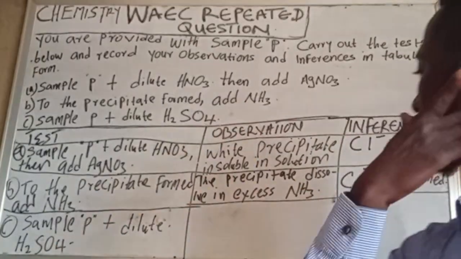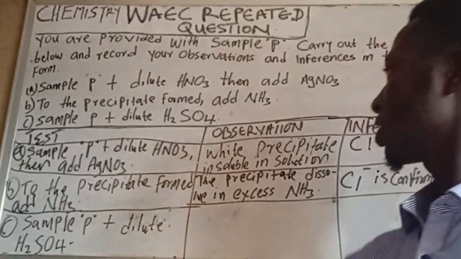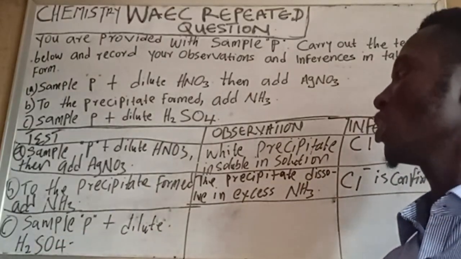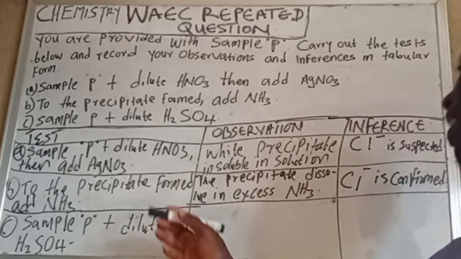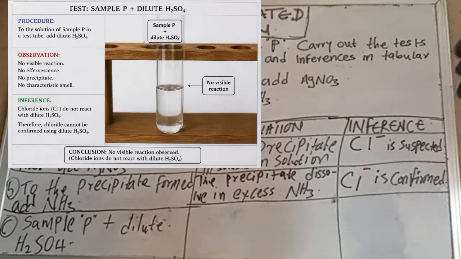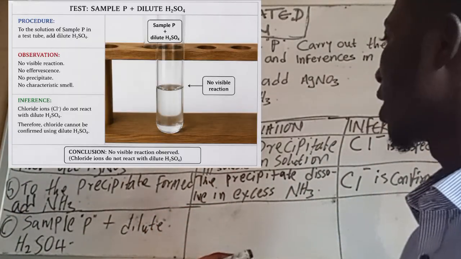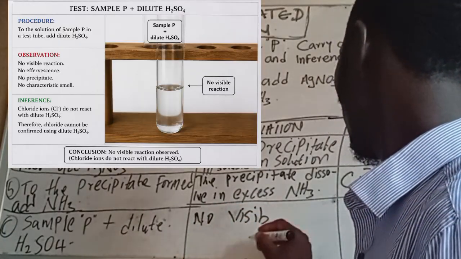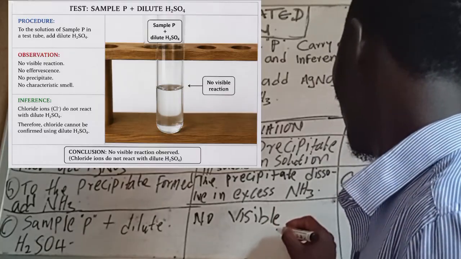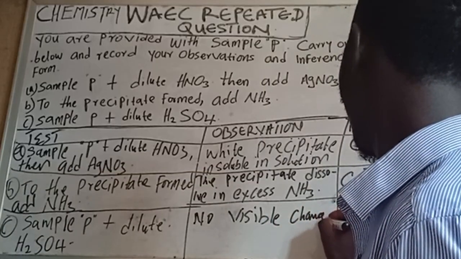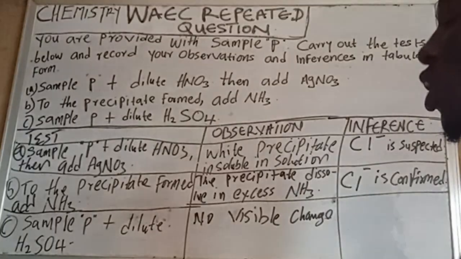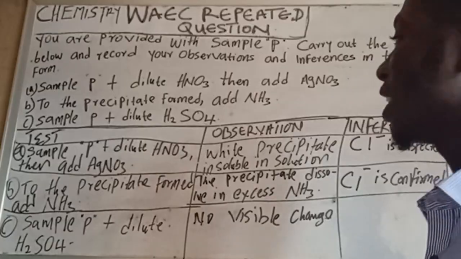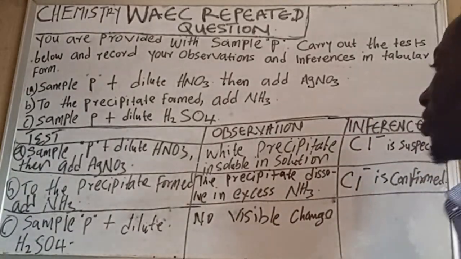The next question here is C. Sample P plus dilute hydrogen sulfuric acid. From our practical, the observation is no visible change. That is, no visible change, nothing happened. And since there is no visible change, what will be the inference now? How will you write this inference?